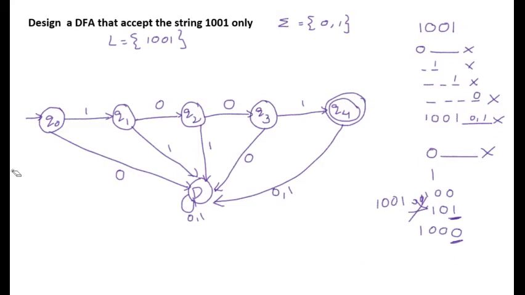So in this diagram, Q0, Q1, Q2, Q3 are non-final states and Q4 is the only final state. This machine will accept only the string 1001. That means with that string only it can reach the final state, that is Q4. And if you take any other strings, it will reach the dead state. And this finite automata will accept only the string 1001.